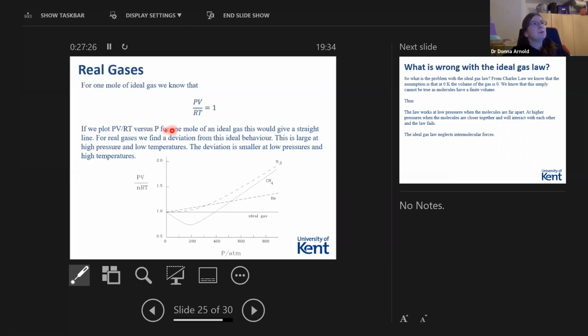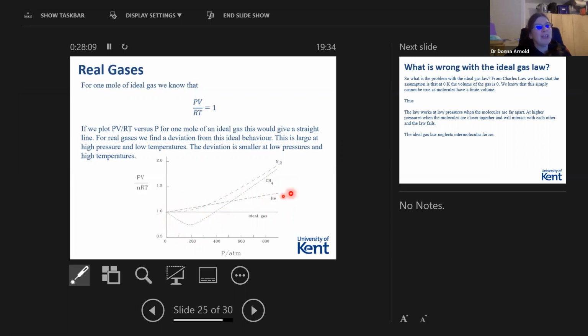So for 1 mole of ideal gas, all I've done here is rearrange the equation we had on the previous slide. We know that PV over RT equals 1. And if we plot PV over RT versus pressure, we've got lots of different gases here. We know that an ideal gas would give a straight line because that's the ideal behavior. If you look, helium is not so bad, that does give us a straight line. But if you look at something like CH4, so methane, you can see that there is a really large deviation. You can see that we have quite good linear behavior at high pressures.